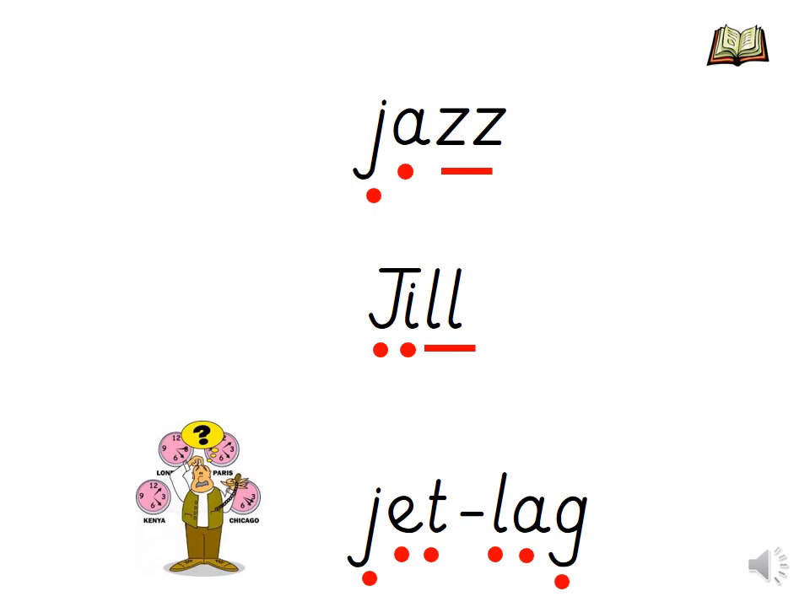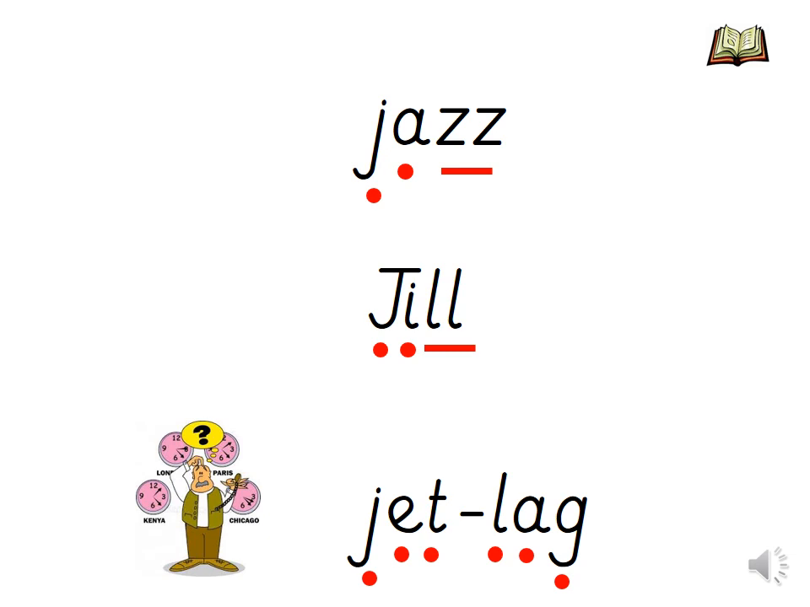We are ready to read some words that have the letter J in them now. Can you see the word at the top? I've got some sound buttons there to help you. What's that you can see at the end of the word? Yes, it's a digraph. Okay, let's read it together. J, A, Z, jazz. Jazz is a type of music.